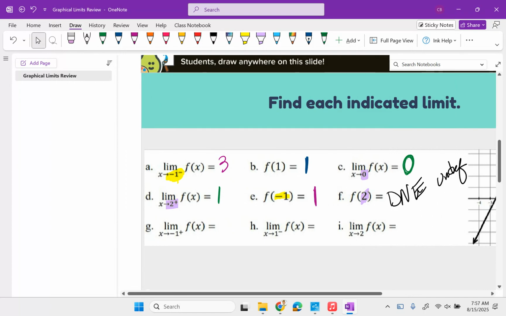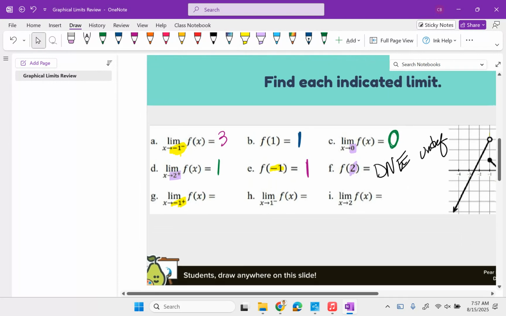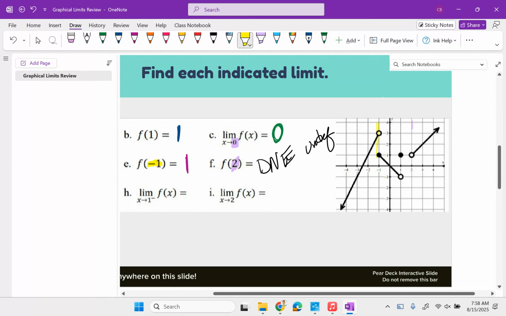Sophia, what x value are we approaching on G there? 2. The x value, not the y value. Oh, G. I was looking at the wrong one. My bad. We're approaching -1. Good. Okay, good.